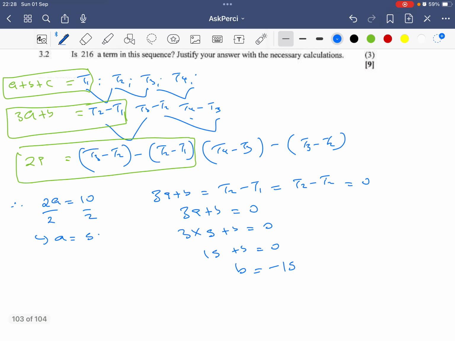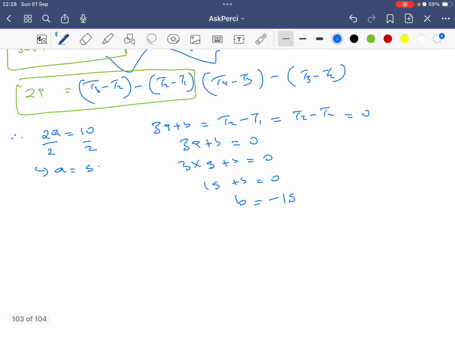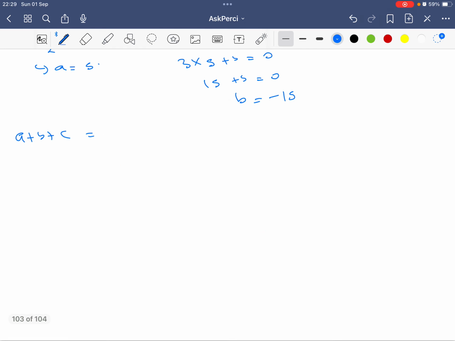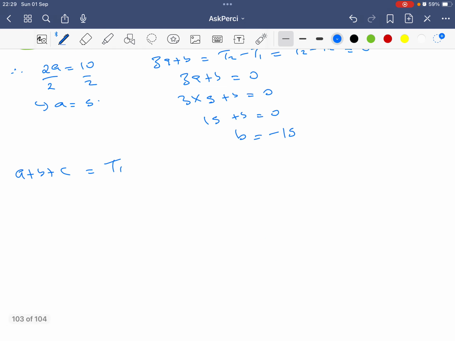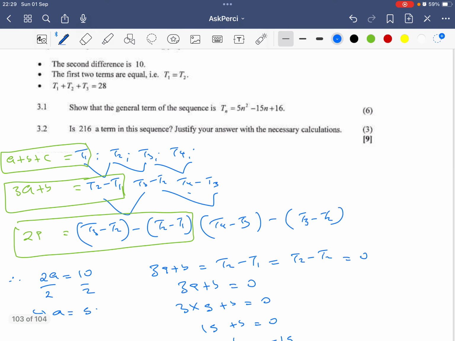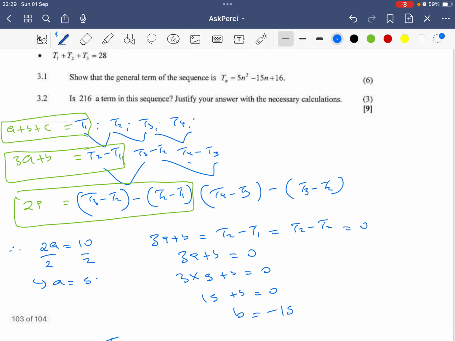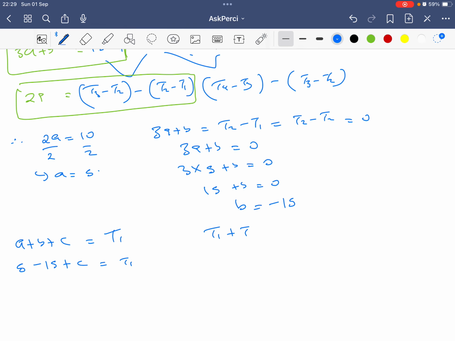Right track. Let's find C now. A plus B plus C is equal to T1. Now we need to find T1, because we know A is 5 and B is minus 15, but we don't know C, and we don't know T1. But what do we know about T1? We know T1 is equal to T2. And we know T1 plus T2 plus T3 is equal to 28. Which essentially is T2 plus T2 plus T3 is equal to 28.